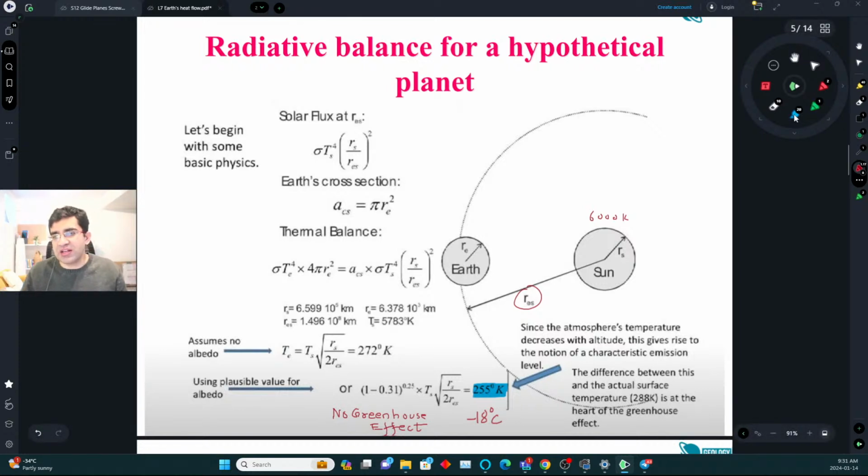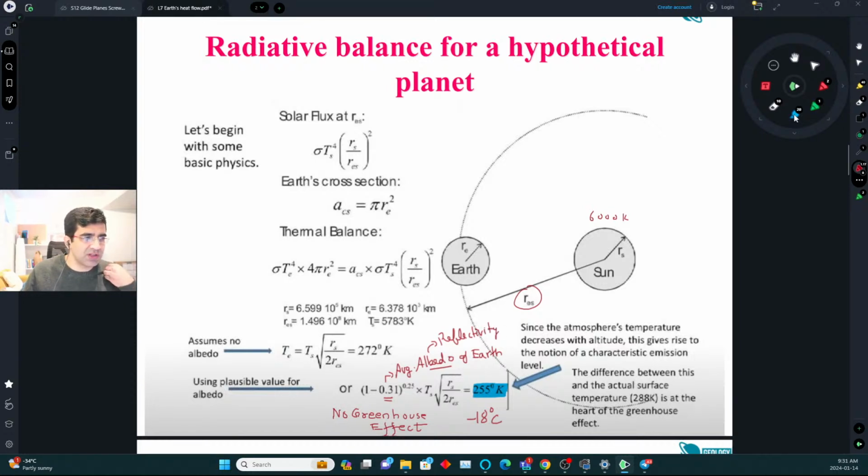Now again, here it is no greenhouse effect. In this case, we do assume there is an atmosphere, but that atmosphere is not producing a greenhouse effect, because this 0.31 is what is called the average albedo of Earth. What do you mean by albedo? The amount of radiation reflected by the Earth. Reflectivity. So on average it is about 30%.